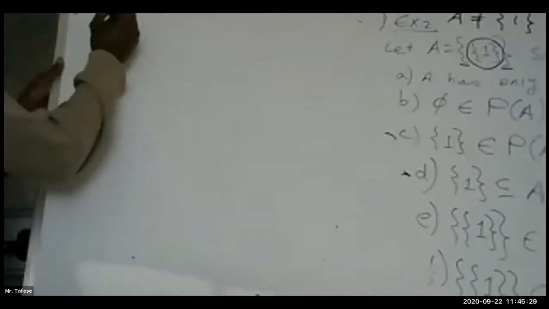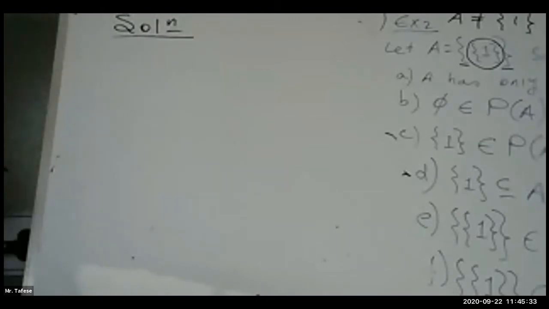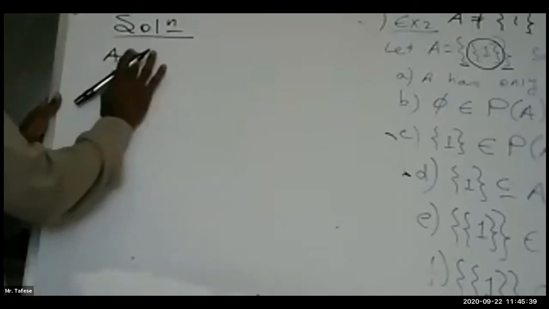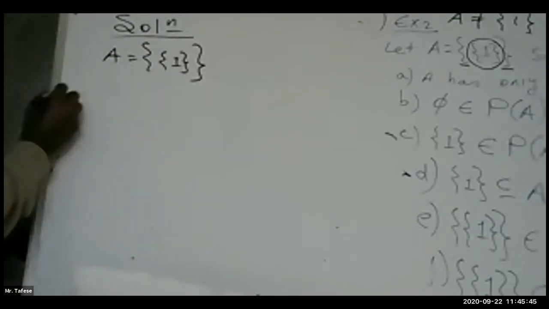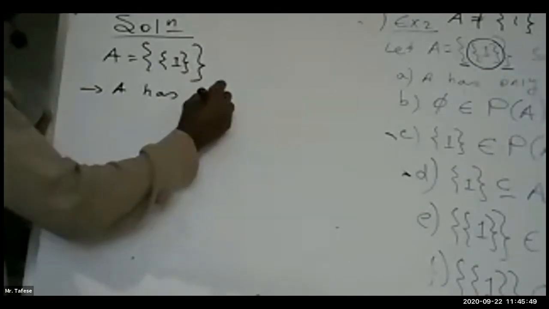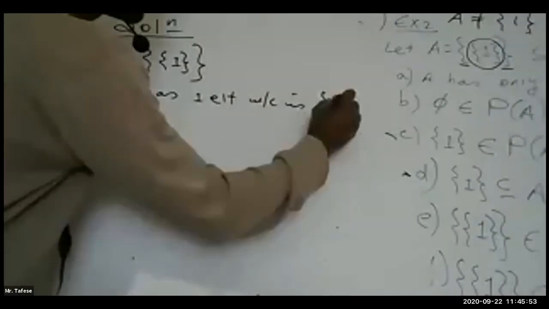Not only one example, several examples, okay. So here is the solution for the previous question, example number 2. A consists of only one element, okay. A has only one element, which is one within a brace.